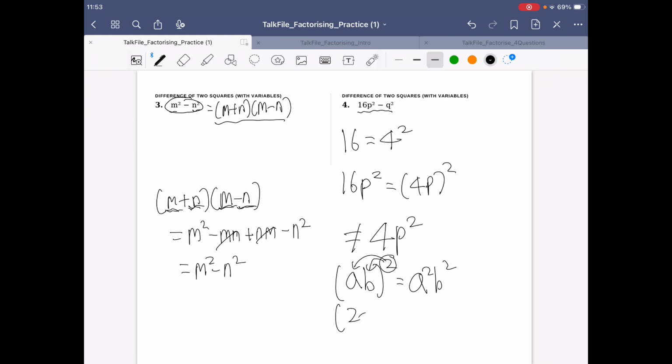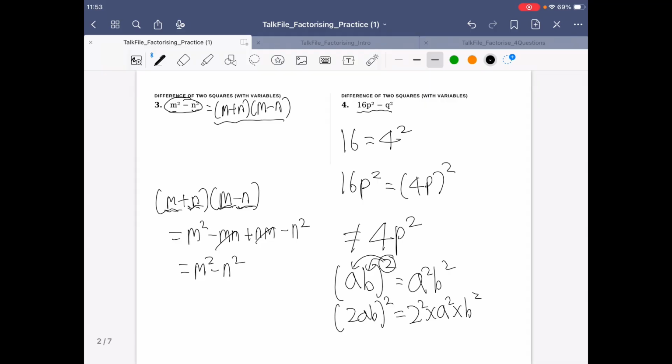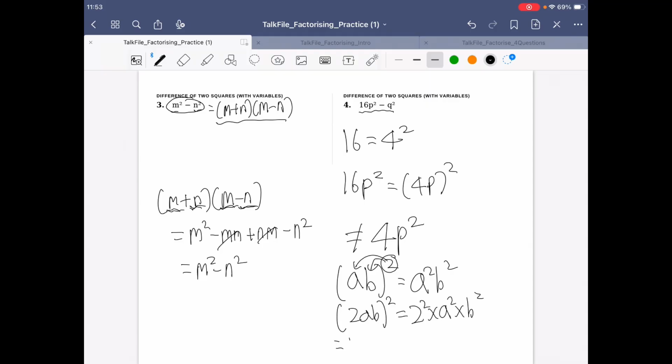If it's 2ab and then squared as a whole, then you get 2 squared times a squared times b squared. Why? It's pretty much the same. When you deal with power with brackets, the power is just an abbreviation of multiplication. So it's the same as 2ab times 2ab. So 2 times 2 is 4, a times a is a squared, b times b is b squared.